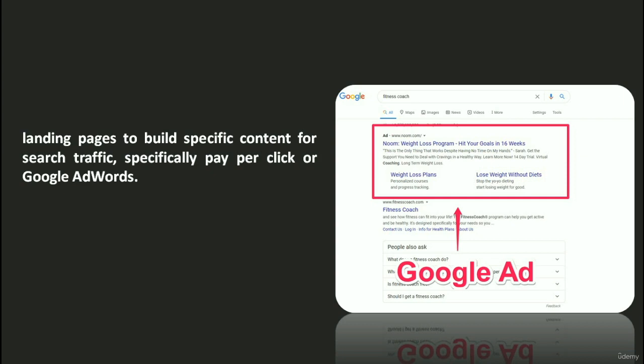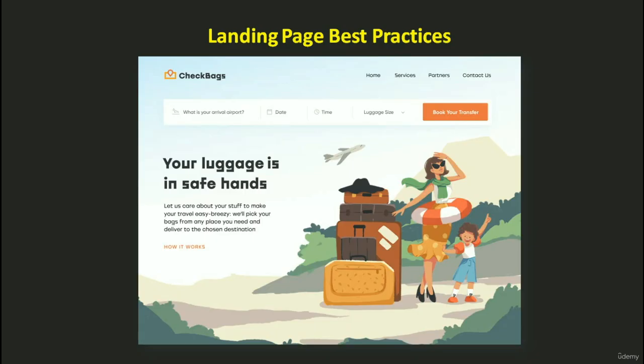You can increase the conversion rates and the return on investment, ROI, by several times by making PPC landing pages extremely relevant. So next is landing page best practices. The landing page is the final step in converting a visitor to a lead.